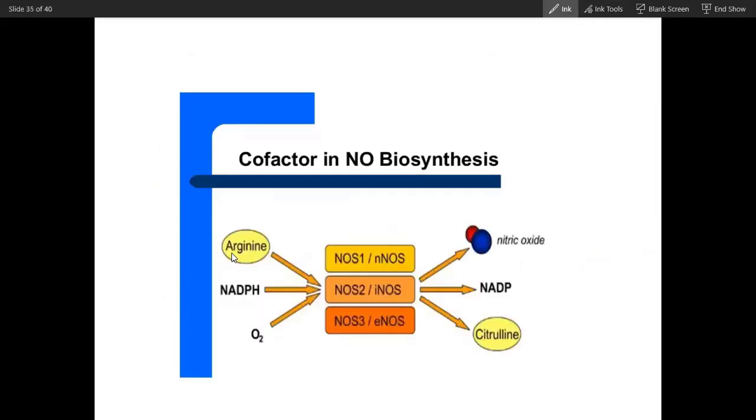See this: from arginine, NADPH, and oxygen, what results is nitric oxide, then citrulline. And these are the 3 types of nitric oxide synthase. nNOS is also called NOS1, nitric oxide synthase 1. iNOS is called nitric oxide synthase 2, and eNOS is called nitric oxide synthase 3. So these 3 types of nitric oxide synthases are present in our body.